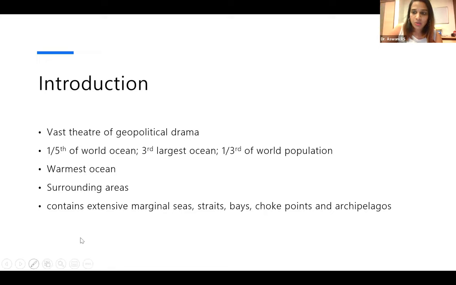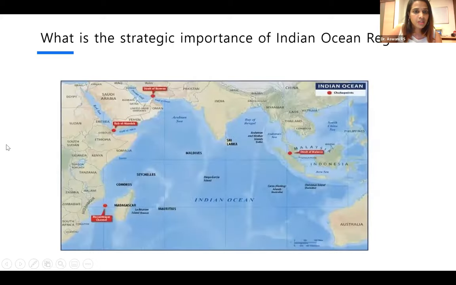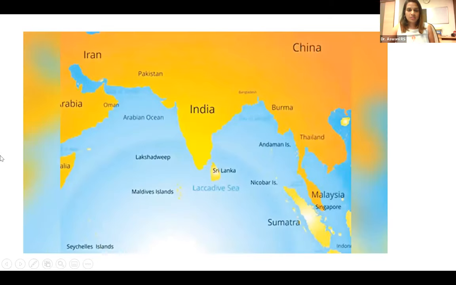So I will go to this image, to the map. If you look at this entire Indian subcontinent here on the north, right, if you could see the cursor, this is the Indian Ocean region, and to its north we can see the Indian subcontinent, right, and Africa you can see to the west, Australia on the east, and south by the Southern Ocean, or what is called the Antarctic Ocean, right? And it is physically one of the most complex of the world, as I said, because of extensive marginal seas, straits, bays, choke points, and archipelagos.